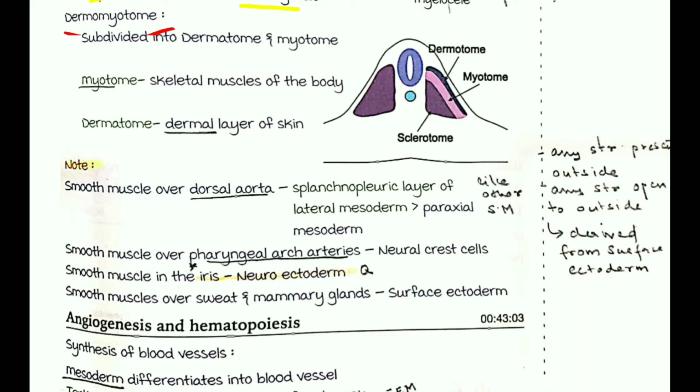Myotome, as the name suggests, the skeletal muscles of the body will be formed from this myotome layer of paraxial mesoderm, whereas the dermatome forms the dermal layer of the skin. So the epidermis of the skin is formed by the surface ectoderm, whereas the dermis layer of the skin is formed by the dermatome.